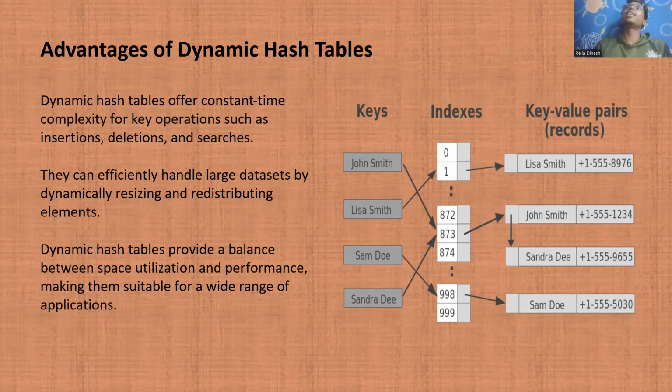In other storing structures we use, they all have O(n). But here we have constant time. The main advantage of the dynamic hash table is its time complexity, which is O(1).